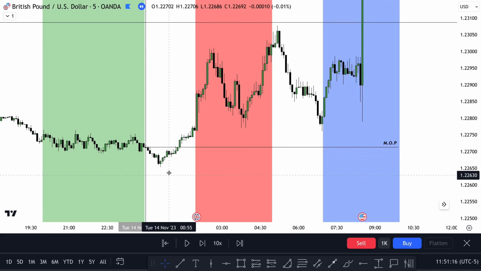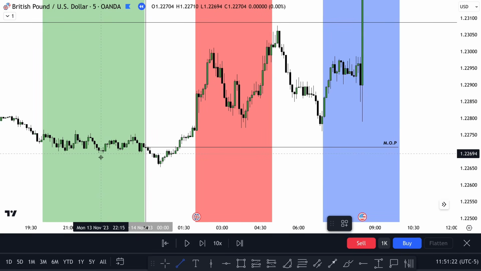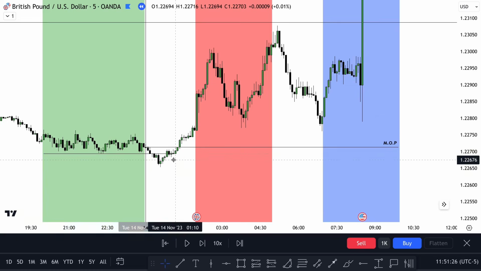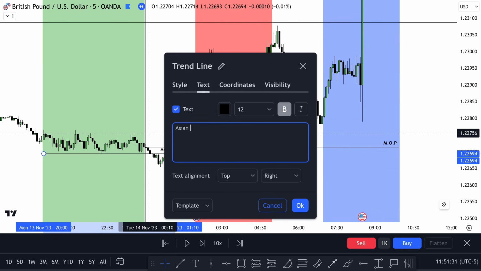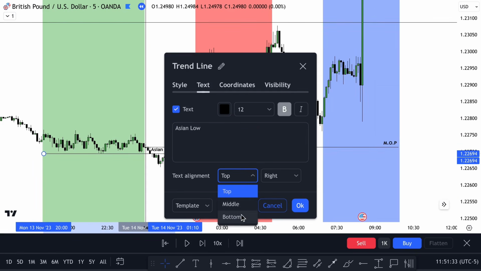We can also see, even after price drops below midnight opening price, it takes out the Asian session low. So we go from here to here. We can see that the Asian session low is purged at one point in time. And that's a buying opportunity.